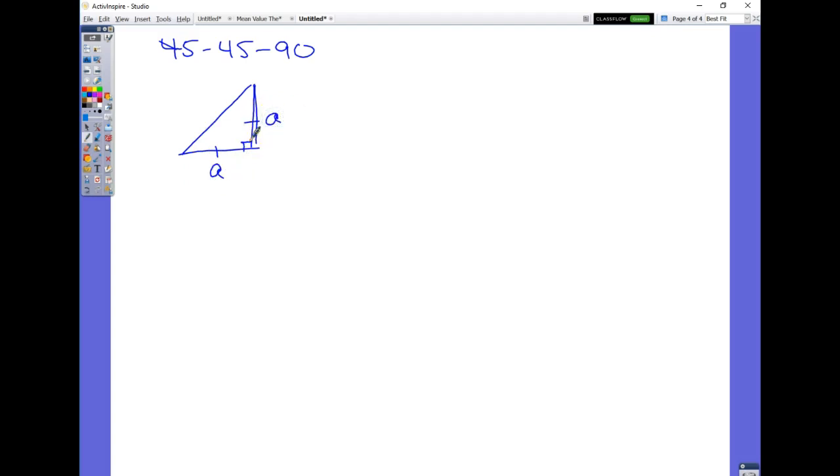And since this is a right triangle, we can use the Pythagorean theorem. We can say that A squared plus A squared is equal to C squared. And if we did that, we'd have 2A squared is C squared, or C could be written as the square root of 2 times A.